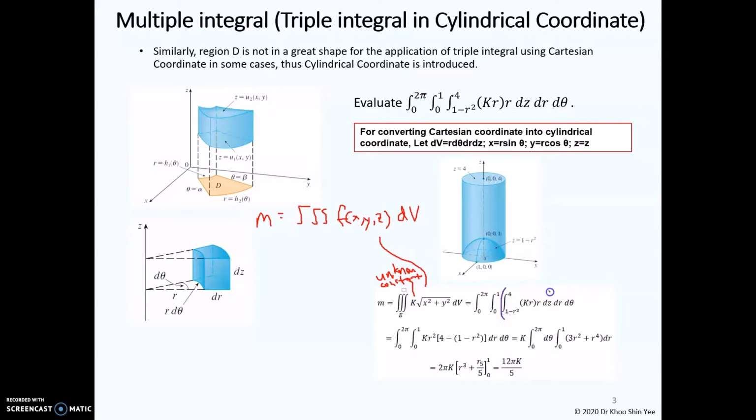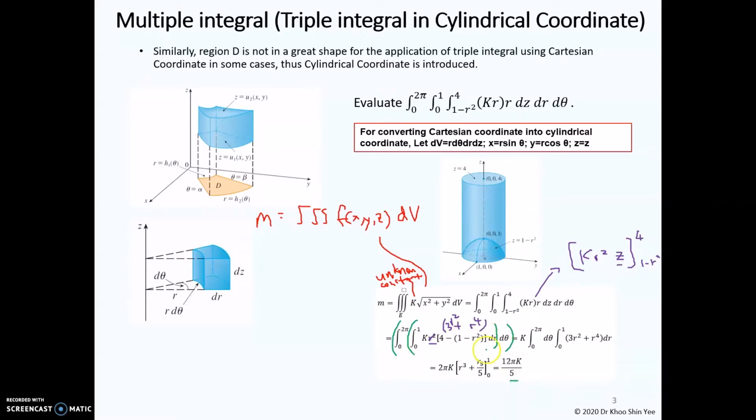So let's integrate this part. Integrate kr squared with respect to z, you obtain kr squared z. And then you need to substitute the upper limit and lower limit, which is 4 and 1 minus r squared, inside the z. Then you should obtain this. 4 minus 1 give you 3. Negative r squared give you positive r squared. Then you multiply this with the r squared, give you 3r squared plus r to the power of 4. So you can further continue to integrate this component and lastly the outer component here to find the final answer.